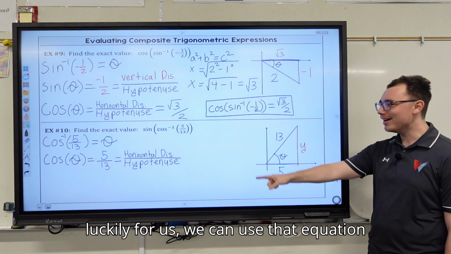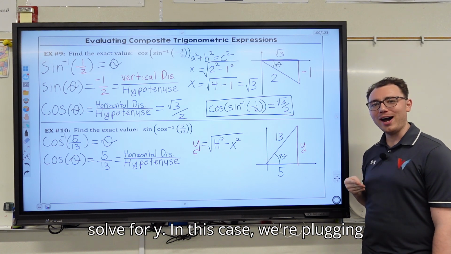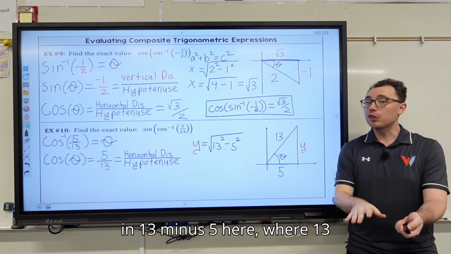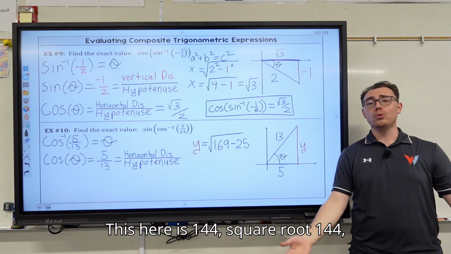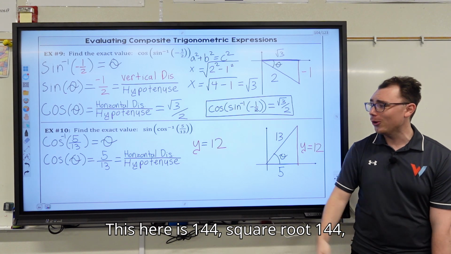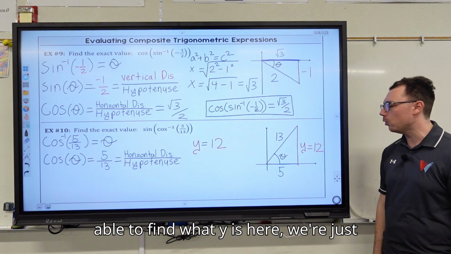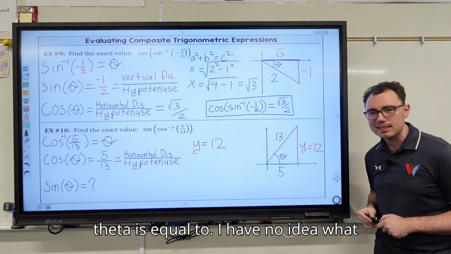And now, luckily for us, we can use that equation we found in that previous example to solve for y. In this case, we're plugging in 13 squared minus 5 squared, which is 169 minus 25. This here is 144. The square root of 144 is 12. Easy as cake. Once we're able to find what y is here, we're just trying to find whatever that sine of theta is equal to.